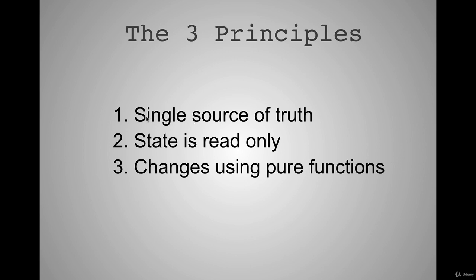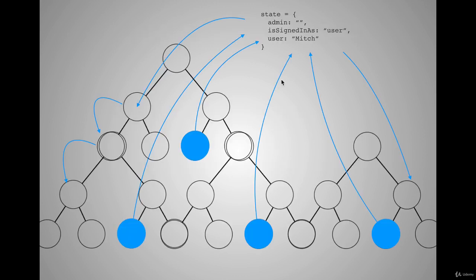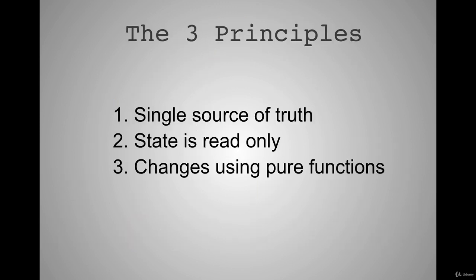The first one is the idea of a single source of truth. And this is a fancy way of saying that we have one single big object that describes the entire state of the app. Remember this? We had one massive state object that describes everything within our app. So we have our single source of truth. Because React reacts based on whatever the state is, we can just have one big object that describes how the app should look, and React will take care of it.